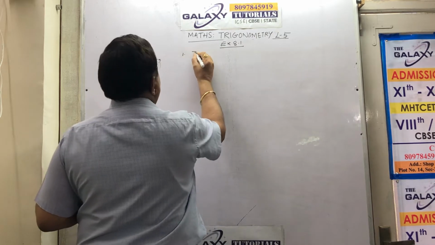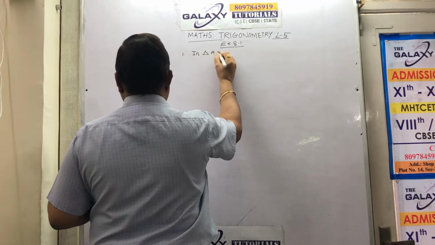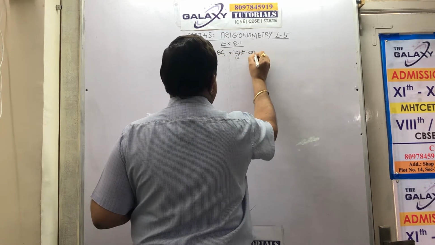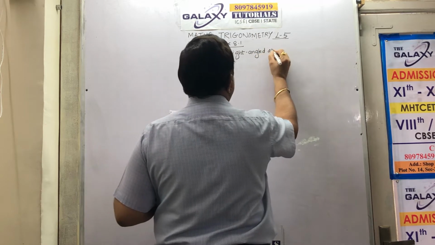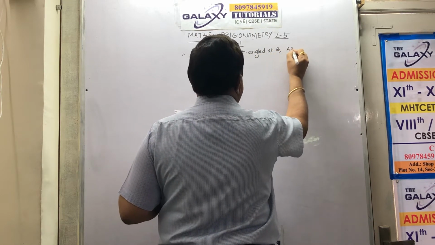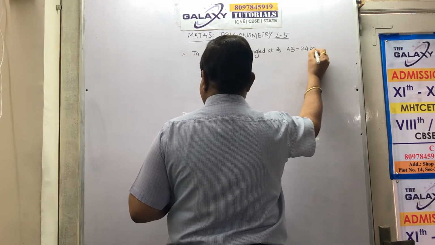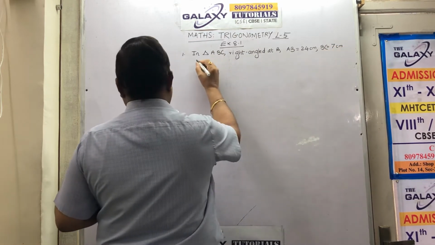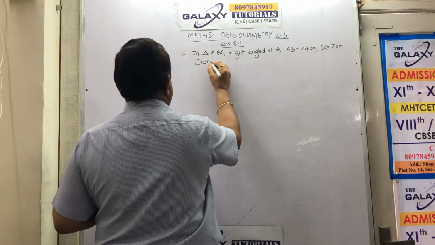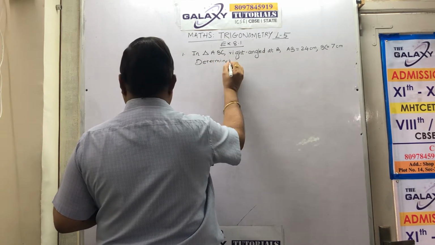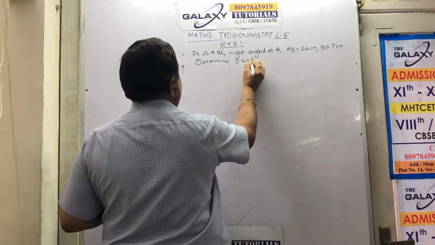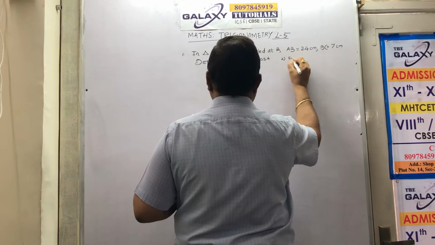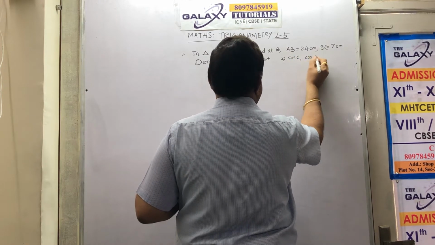First sum: in triangle ABC, right angled at B, AB is 24 centimeter, BC is 7 centimeter. Determine, that is, find out: first, sin A and cos A, and second, sin C and cos C.